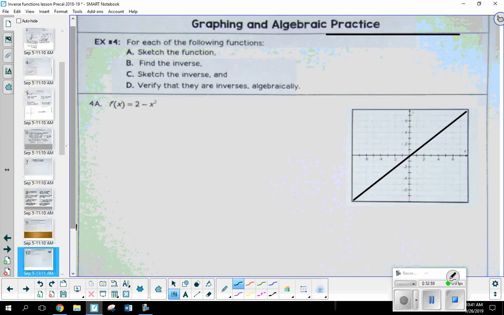Okay, so let's kind of bring all this together here. All right, for each of the following, sketch the function, find the inverse, sketch the inverse, and verify their inverses. Okay, so first off, I want to start with just a sketch of my original function. Okay, it's definitely the quadratic parent, but what's happened to it? What transformations do we see? Okay, so reflected, so it's opening what direction? Down. And what else?